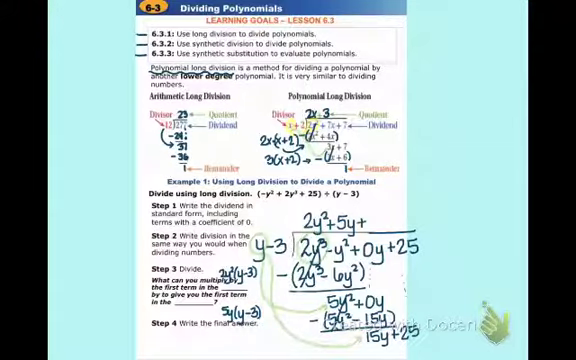So I go up here in my quotient, I write plus 15, and I'm going to take that 15 and multiply it by y minus 3, and then I'm going to subtract it from 15y plus 25. So that's going to be minus 15y, and then 15 times negative 3 is negative 45.